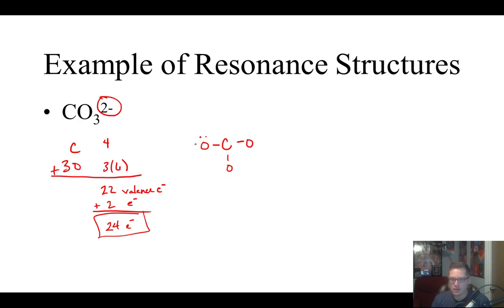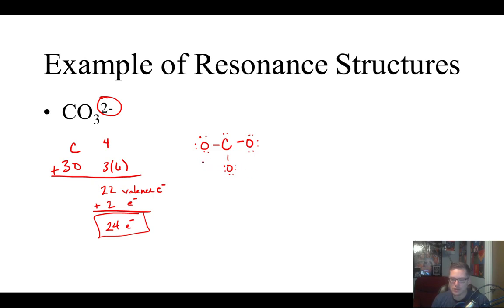Give everything an octet. 1, 2, 3, 4, 5, 6. 1, 2, 3, 4, 5, 6, 7, 8. 1, 2, 3, 4, 5, 6. So we've got 2, 4, 6, 8, 2, 4, 6, 8, 2, 4, 6, 8, 2, 4, 6. Everything follows the octet rule. Now let's make sure we haven't used too many electrons. 2, 4, 6, 8, 10, 12, 14, 16, 18, 20, 22, 24, 26. Uh-oh, we've used too many electrons.